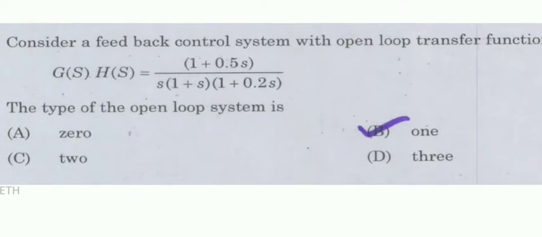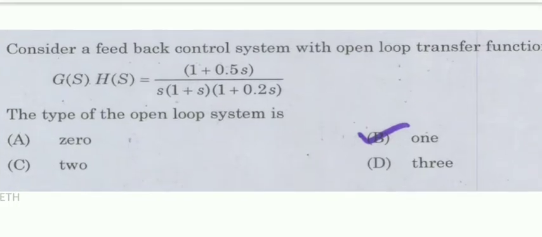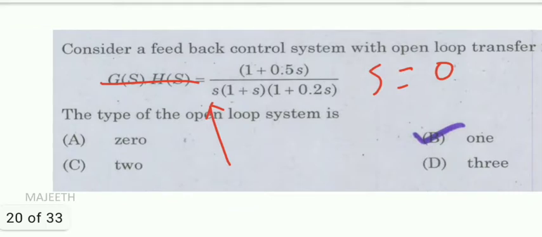How can we find the type? Type of the system is determined by number of poles lying at the origin. Here, how many poles are lying at the origin? I have one pole at s equal to 0, because when you substitute s equal to 0, the total function will become infinity. That is nothing but a pole.